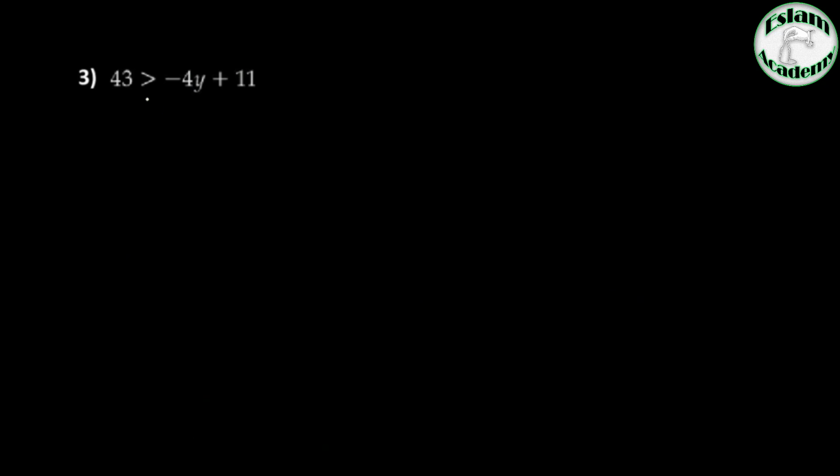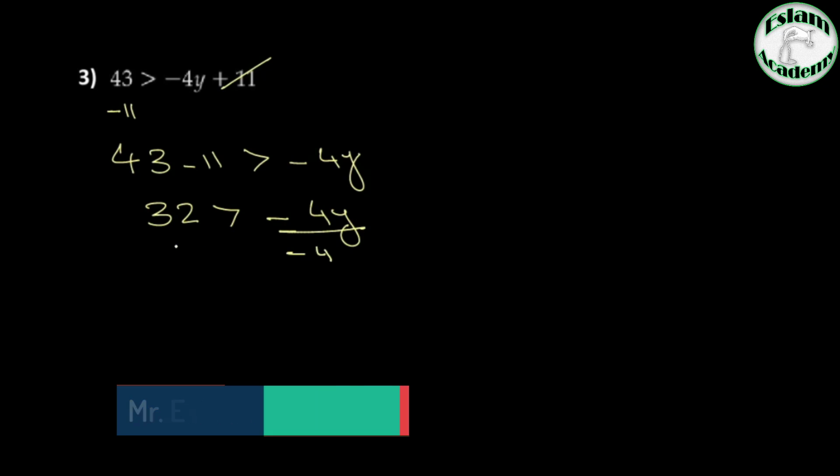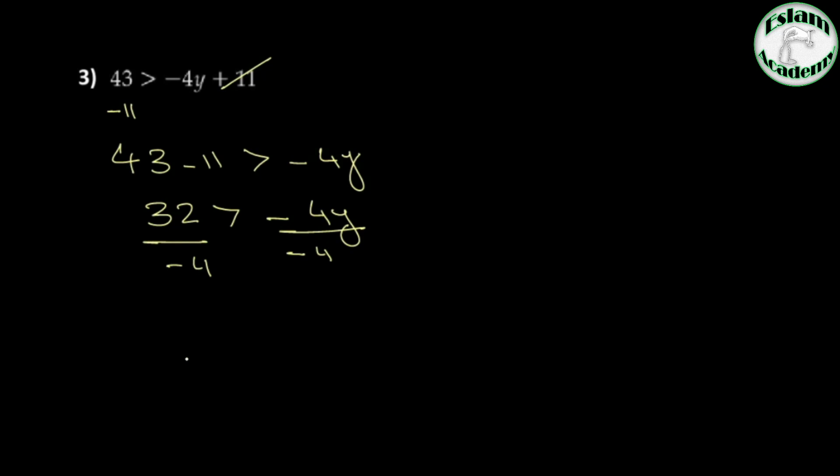Number 3. 43 is more than negative 4y plus 11. As we said before, we'll subtract 11. So the inequality now is 43 minus 11 more than negative 4y. 43 minus 11 equals 32, more than negative 4y. Then divide by negative 4. 32 divided by negative 4 equals negative 8. Because we divide by a negative, we change the sign of the inequality. So we cancel negative 4, and that's y. The solution now will be y more than negative 8, which means the circle will be open and going to the right.